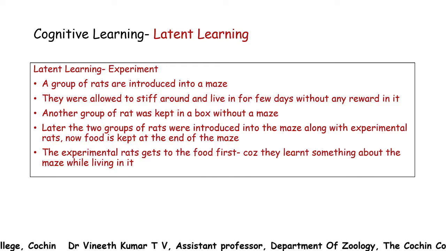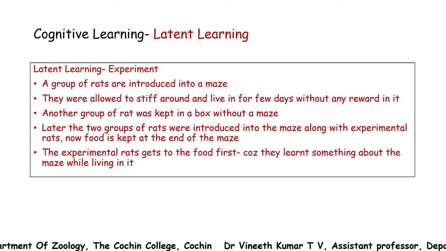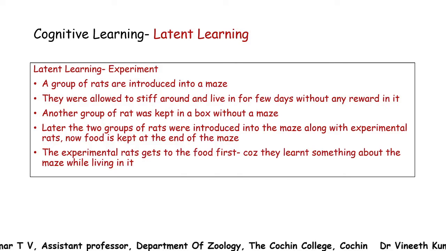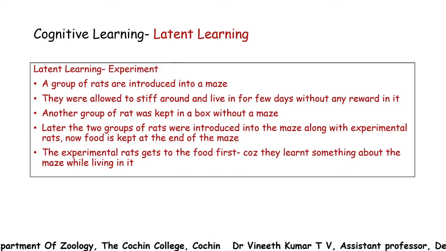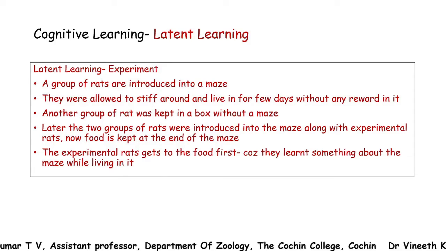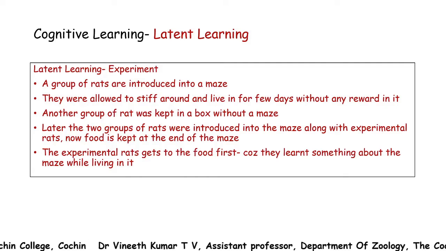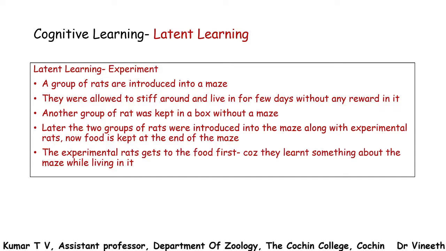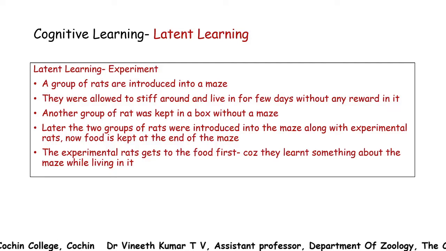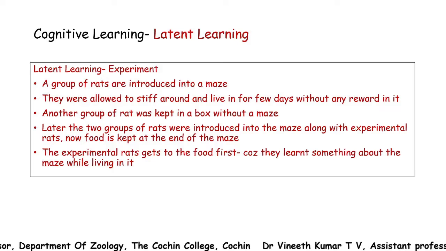So, the experiment which was conducted to demonstrate latent learning: a group of rats were divided into two groups and introduced into a maze. A maze is nothing but a box in which many paths are created. It is not an empty box. It is a box where you can see many twisted paths, and such a box is usually called a maze.